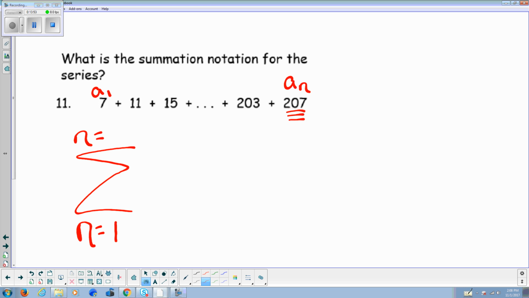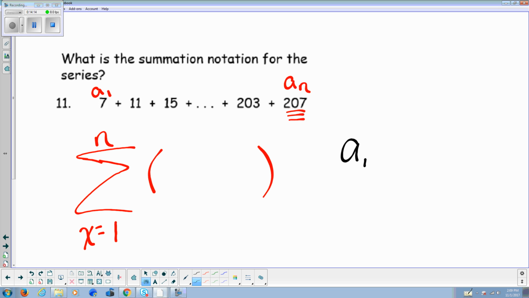Okay, so let me go back and erase that. I should have used x here because we are always using x there. Sorry about that. And we're going to go up to however many terms we have in our series. Secondly, beside this, we're going to put our explicit formula in parentheses. So we're going to have to do a little bit of work here.